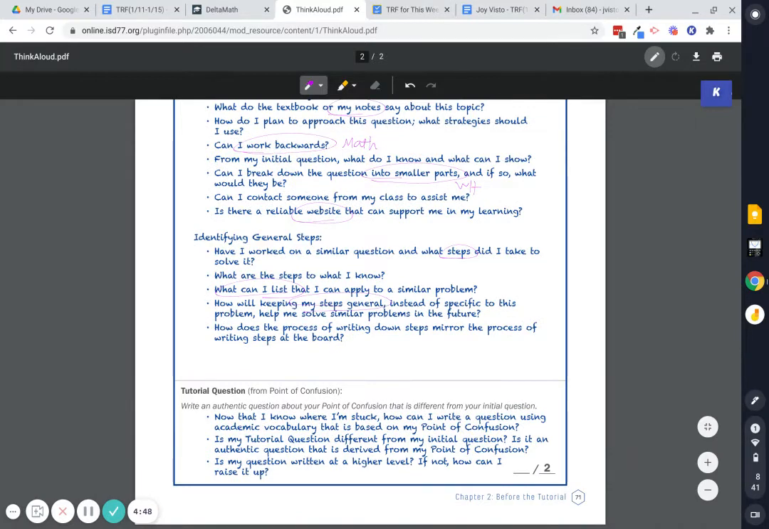And then at the very bottom, you put your tutorial question. Now that I know where I'm stuck, I've done all this work and I'm stuck somewhere. Right here, is my tutorial question different from my initial question? Is it authentic? That is derived. Whoa. An authentic question derived from my point of confusion. Some of you are not writing a TQ, a tutorial question, at the bottom. Okay? You're just kind of leaving that part blank, and it needs to show that you've given some thought to something.